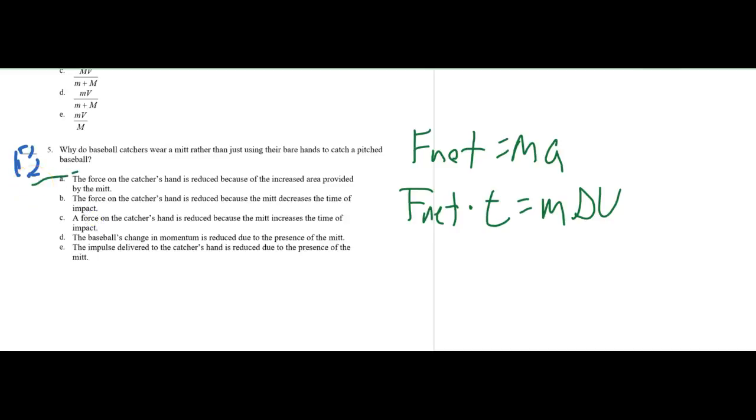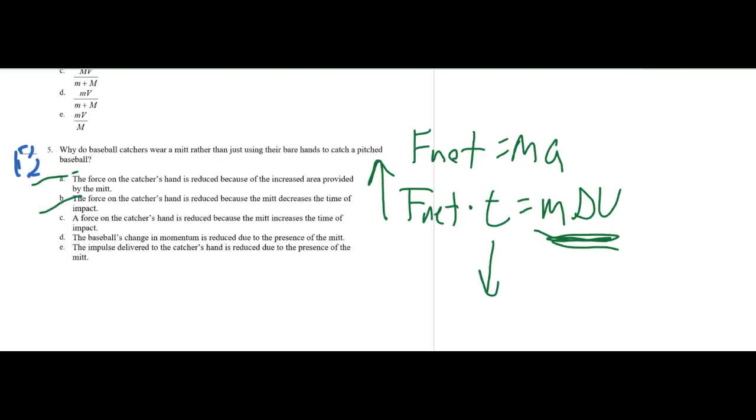No. The force on the catcher's hand is reduced because the mitt decreases the time of the impact. Well, if this went down, and this should be the same for both problems, because it's the same mass, and both of them go from however fast the ball was going to 0. So that's the same. If the right side of the equation is constant, the left side also has to balance back out. So if time goes down, force goes up. That's not going to be good.